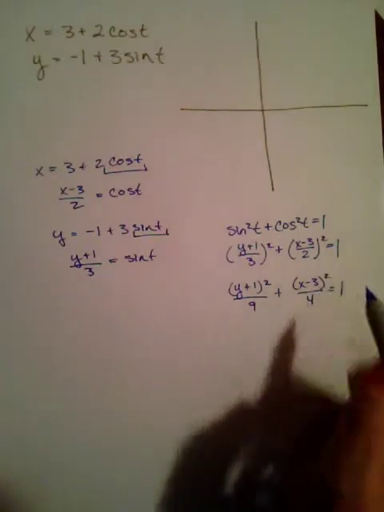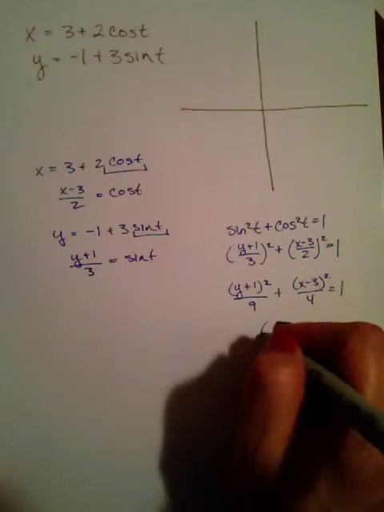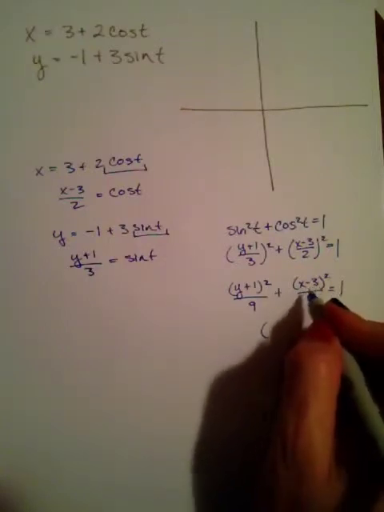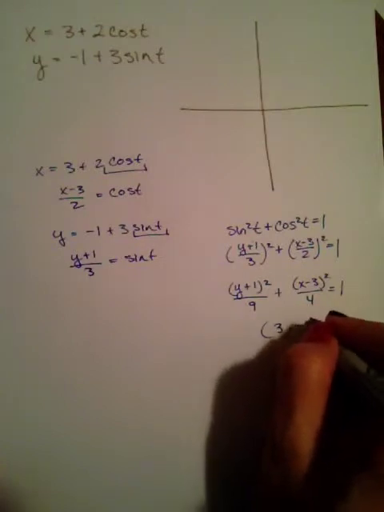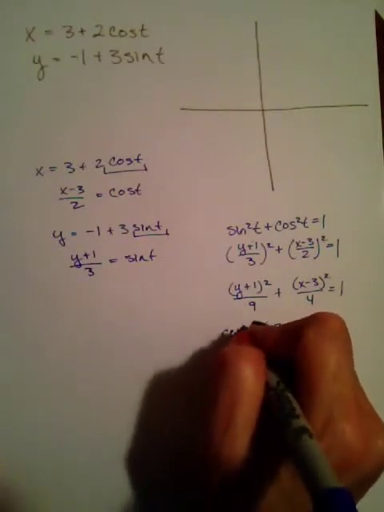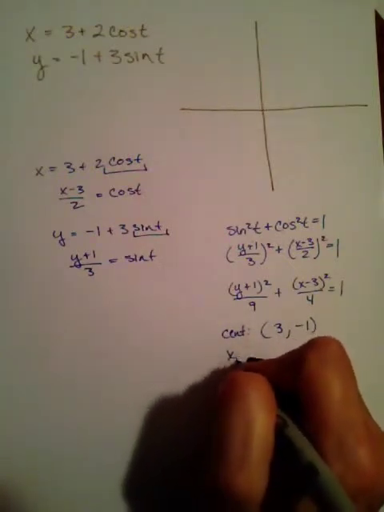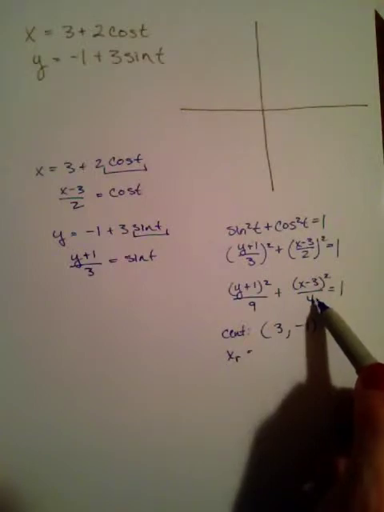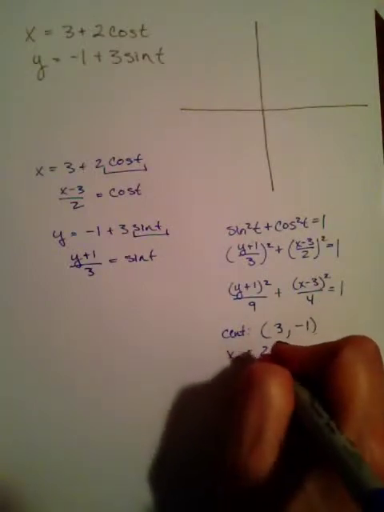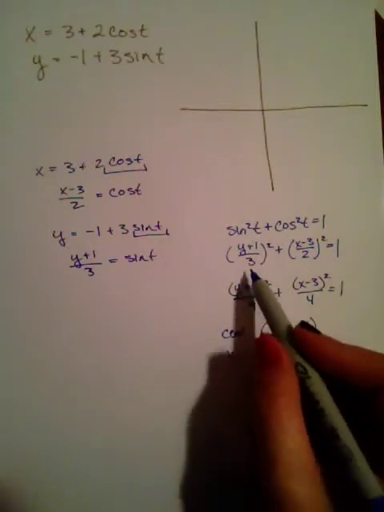What I know from this is where my ellipse is centered, which is at, this has been shifted 3 to the right and 1 down. So it's centered there. I know my x radius. It's right here, it's a 2. If you saw it in this form, you should have known to take the square root, so it's a 2. And then my y radius for my ellipse is going to be 3.